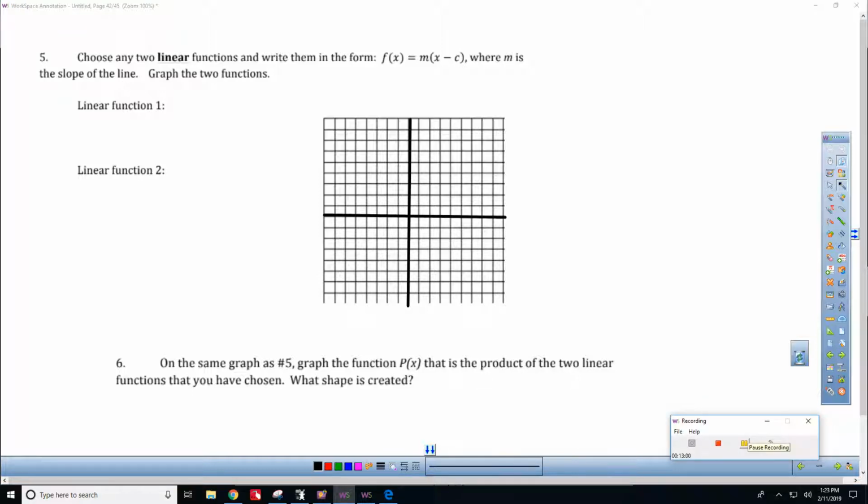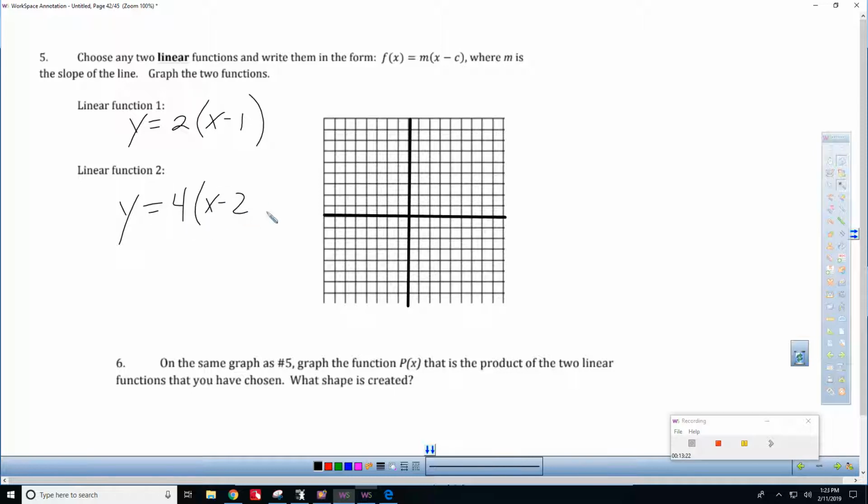Okay, choose any two linear functions and write them in the form f of x is m times x minus c, where m is the slope of the line. So let's go y equals 2 times x minus 1, and y equals 4 times x minus 2. Okay, choose any. Now graph the functions.